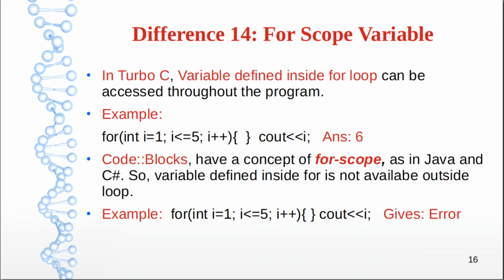Difference 14, for scope variable. In TurboC, a variable defined inside a for loop can be accessed throughout the program. For example, if we write int i = 1; i <= 5; i++, and then we try to access i outside the loop, it gives 6. But if we try the same logic in Code::Blocks, it gives an error, since the scope of this variable is limited within this scope, known as for scope variable. This concept is also available in Java and C#.